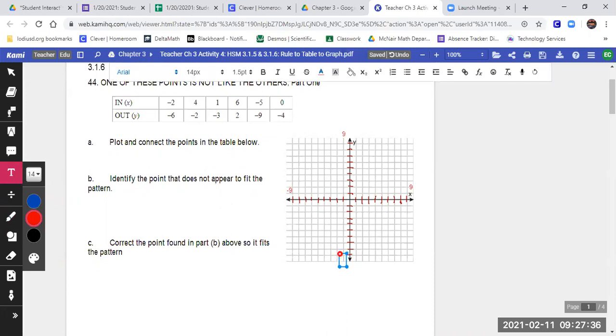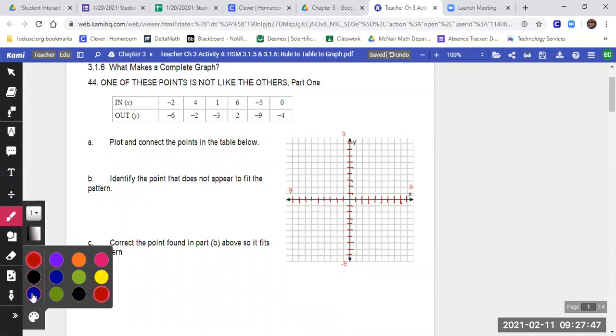Okay, and again, we went -9. All right, any questions about that? Okay, if you're done with your tick marks, go get started on putting your points on the graph. Remember, the top number is the X, which is left and right. The bottom number is the Y, which means it goes up and down.